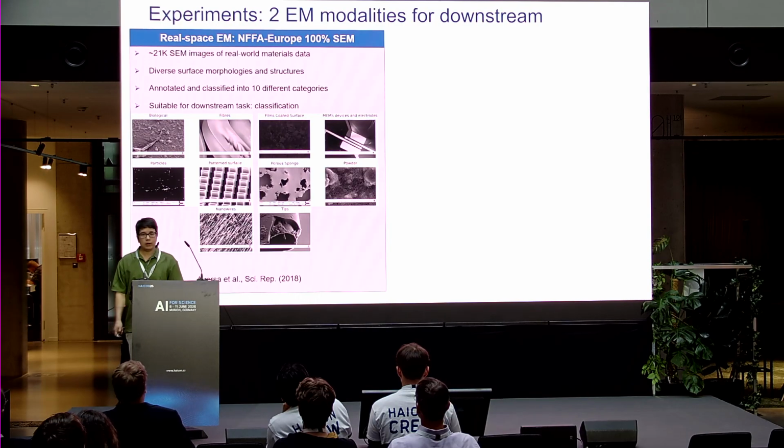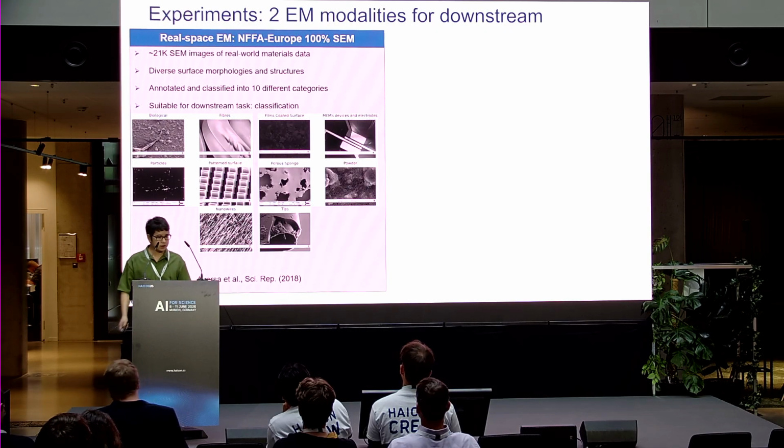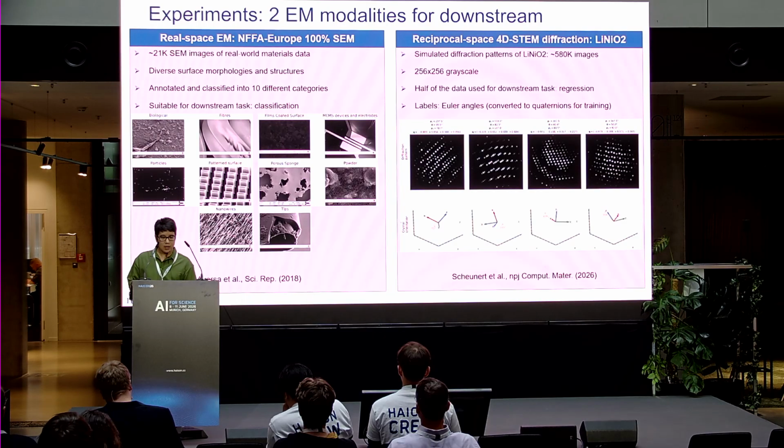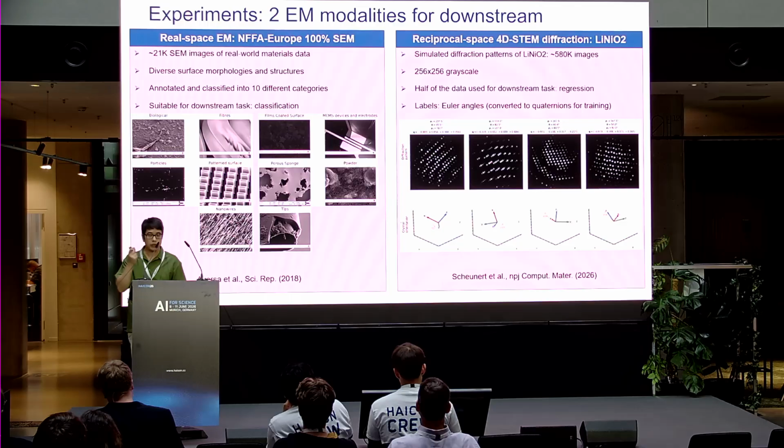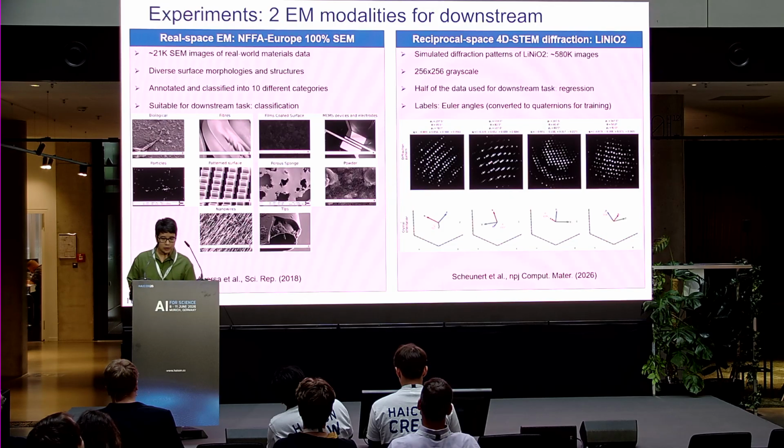For downstream tasks, we also have 2 different electron microscopy modalities. We have the NFFA Europe 100% SEM data. This is SEM images of diverse samples, 10 different categories, and this is suitable for classification. And for the reciprocal space, we use half of the data, the other half of which we used for pre-training, and here we also use the labels, which are the Euler angles. We convert the Euler angles to quaternions and do regression. So we validate our approach on classification and regression.